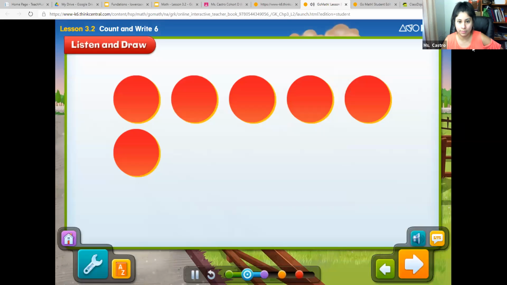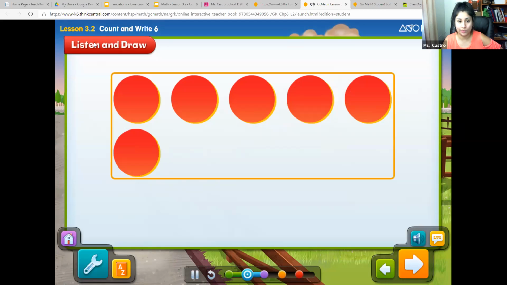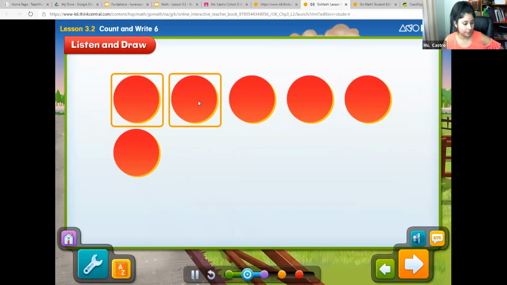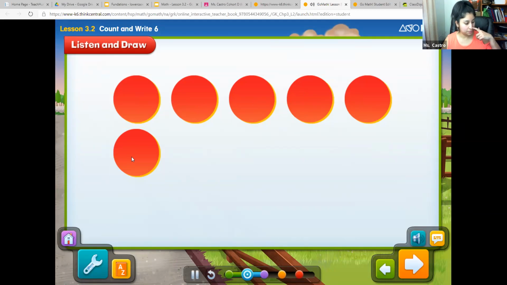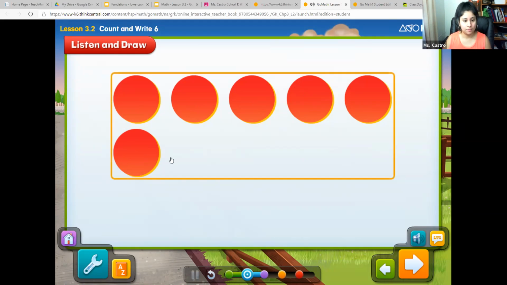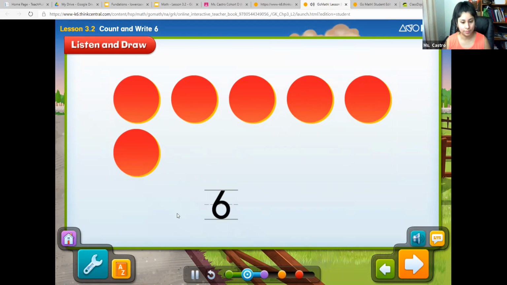Christy wants to write the number 6 because soon she will be 6 years old. What does 6 look like? Let's count the counters to find 6. 1, 2, 3, 4, 5, 6. Click the group of counters to see what the number 6 looks like. Click the number 6 to see how it looks when it's written as a word.